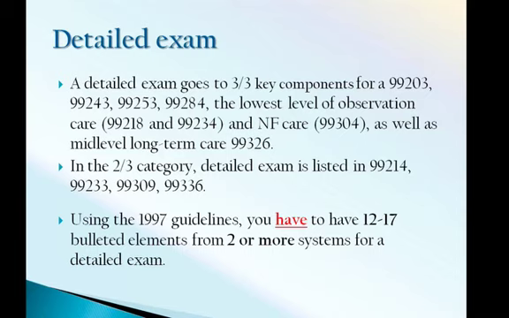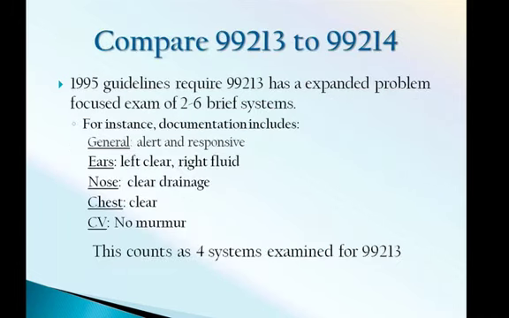Using the 1997 guidelines, you have to have 12 to 17 bulleted elements from 2 or more systems for a detailed exam. Let's look at how the examination affects the difference between 2 favorite debated codes, 99213 and 99214. Using the 1995 guidelines, 99213 requires an expanded problem-focused exam, so 2 to 6 brief systems.